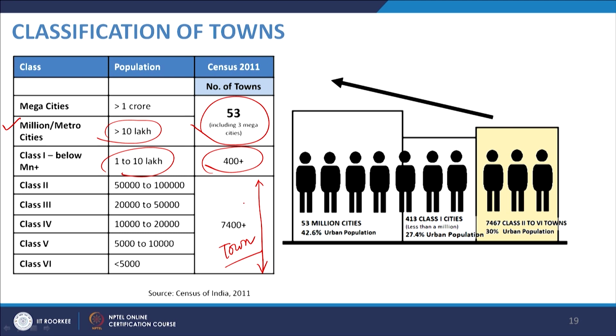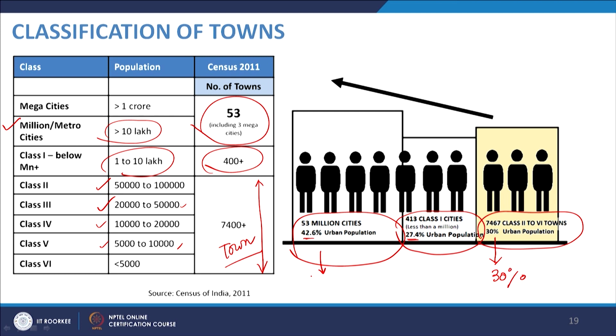So, if I convert this distribution as per the population, you will find that these 53 million cities accommodate about 43%, more than 400 class 1 cities accommodate about 27%, and the smaller towns, class 2 to class 6 towns, which are classified in the census of India based on population, you can see 50,000 to 1 lakh, 20 to 50, 10 to 20, 5,000 to 10,000 and less than 5,000, also take 30% of the population. Now, this is significant.